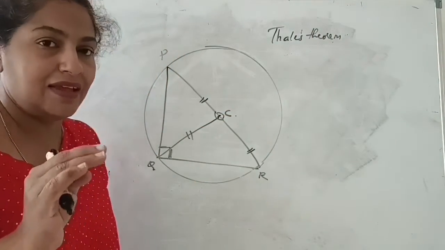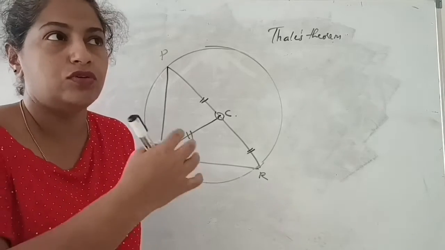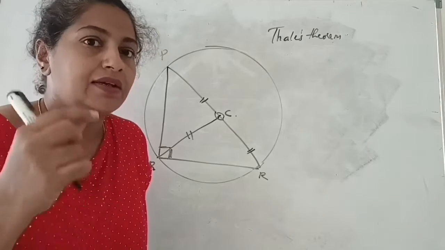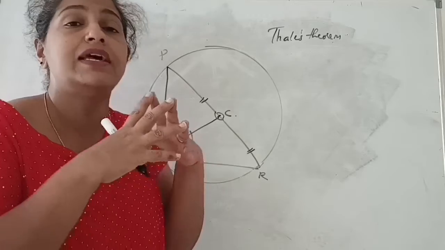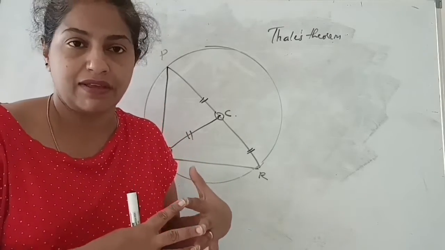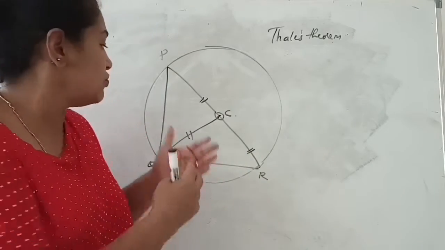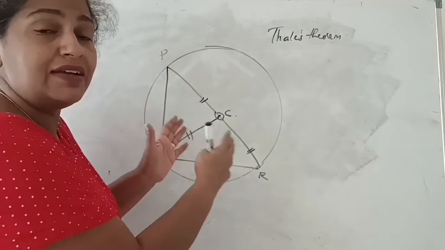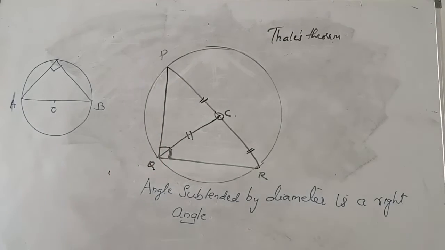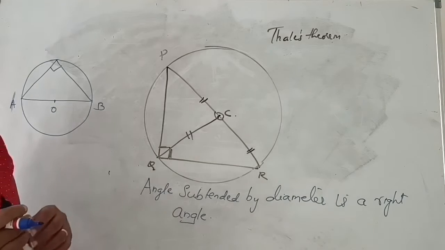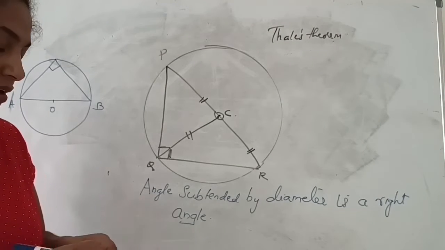Thales theorem basically states that the angle in a semicircle is a right angle. Or to put it in a more elaborate way, the angle that is subtended by the diameter of a circle is always a right angle. So now let us see how Thales theorem is related to this particular case of the right triangle and the circumcenter. I have written the statement of Thales theorem. The angle subtended by the diameter is a right angle.